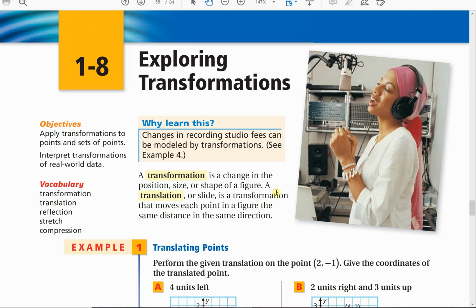You guys did this stuff in geometry. You did translations. They're sometimes called slides. You did rotations. You did flips, which are actually what we call reflections. And then you did what we call dilations in geometry. They're called stretches or compressions. In algebra, it's the same kind of idea.